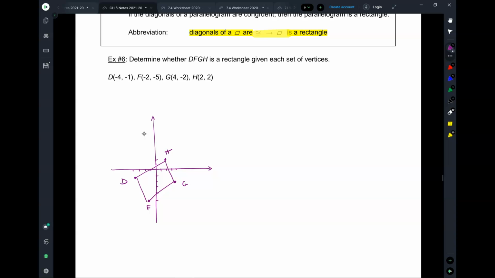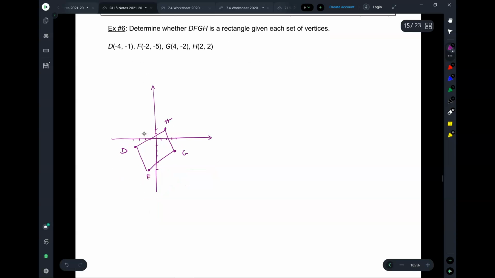So, to show that it was a parallelogram, what we did is we found the slope of these opposite sides and they had to be the same, right? Now, to show that it's a rectangle, DF and GH have to have the same slope, and DH and FG have to have the same slope, but in addition, how should those slopes relate to each other?